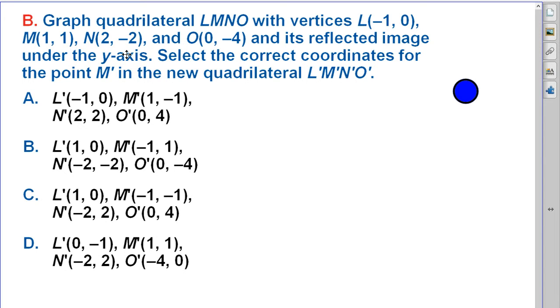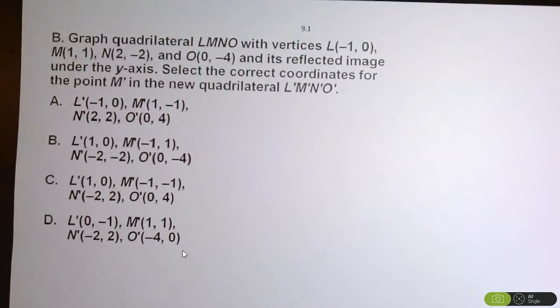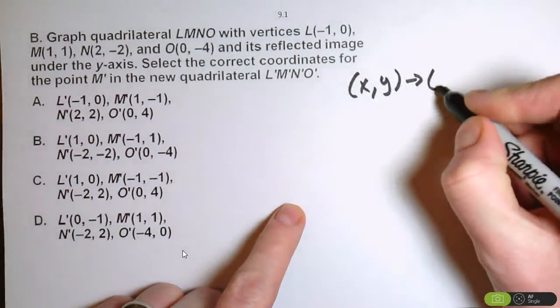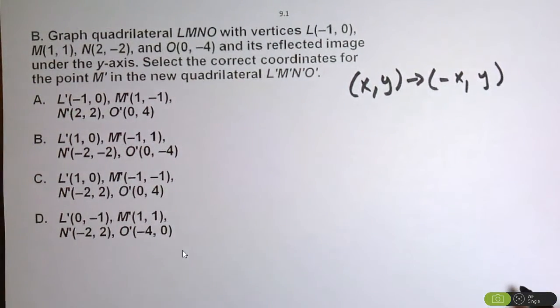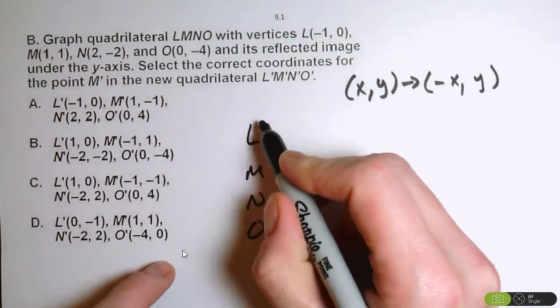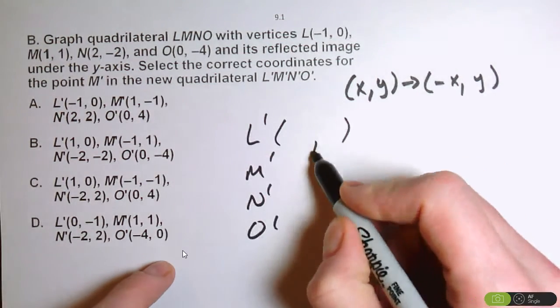We're going to reflect it over the y-axis. So the question is, reflect the correct coordinates from point M. Well, they're doing all 4 of them, so LMNO as well. So the question is, which one of these 4 groups of ordered pairs is the correct one if I reflect this across the y-axis? Okay, so if we're going to reflect something across the y-axis, that means the formula is going to go from x, y to negative x, y. Okay, so I've got L, M, N, and O, and now I'm going to switch all their points to be their primes.